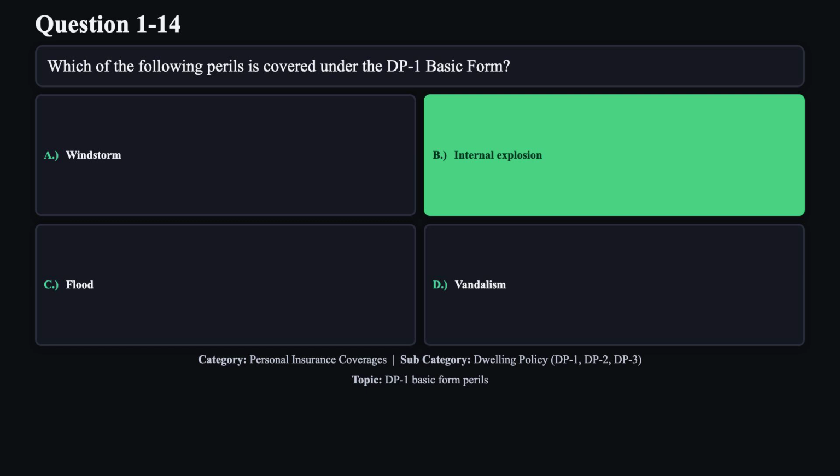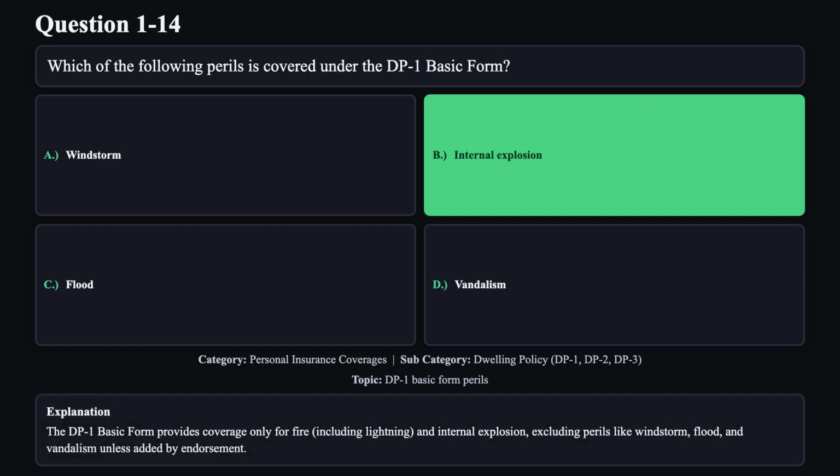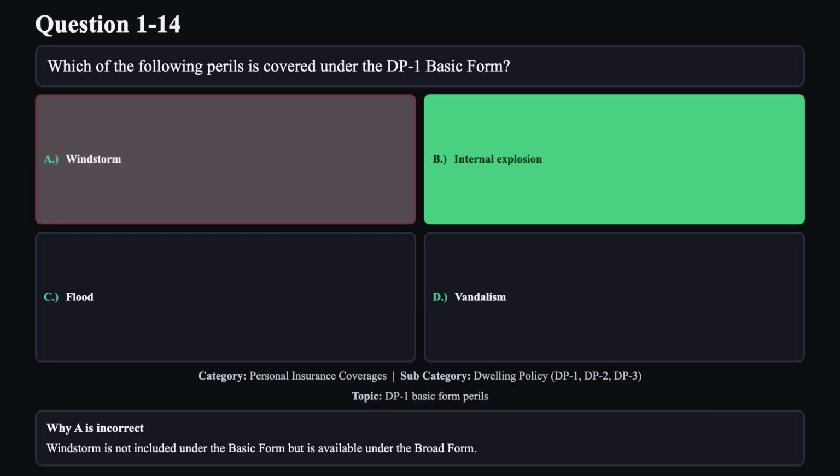The correct answer is B. The DP1 basic form provides coverage only for fire, including lightning, and internal explosion, excluding perils like windstorm, flood, and vandalism unless added by endorsement. Reason A is not correct. Windstorm is not included under the basic form but is available under the broad form.